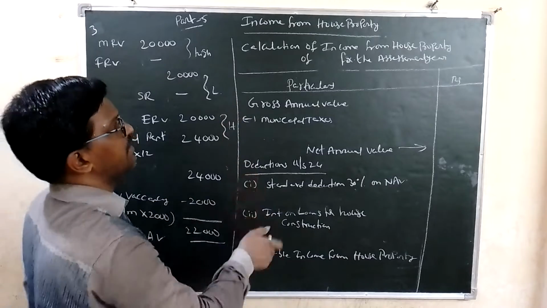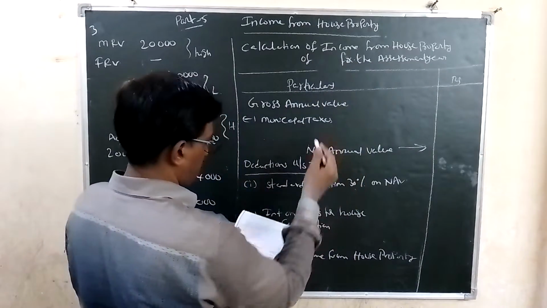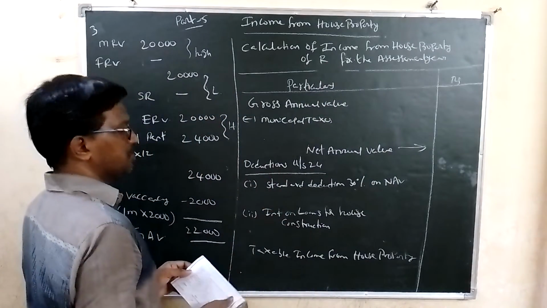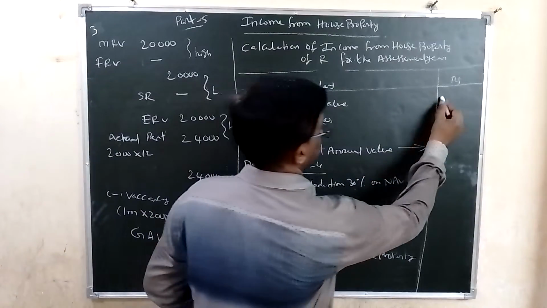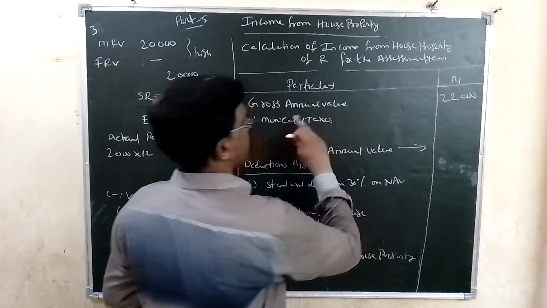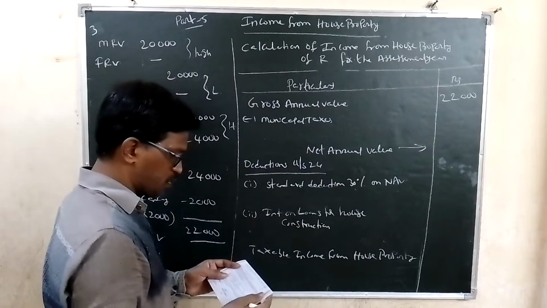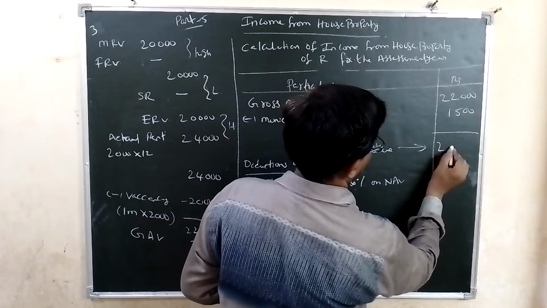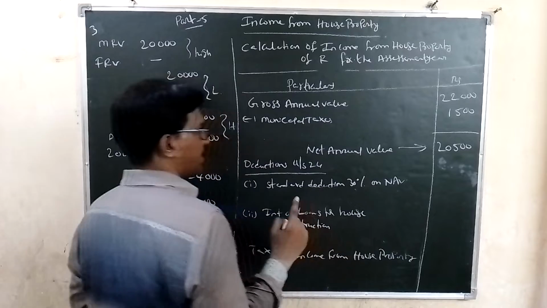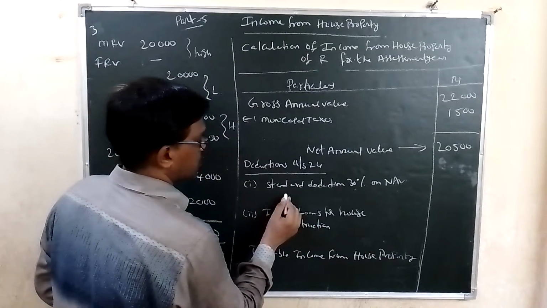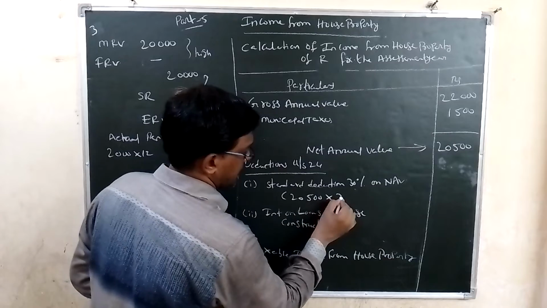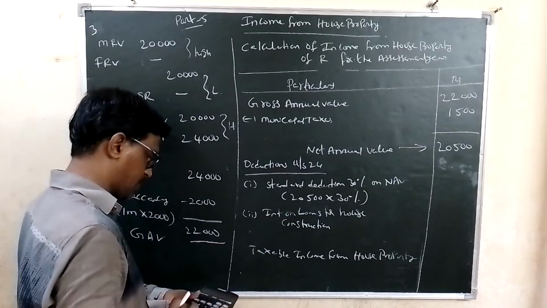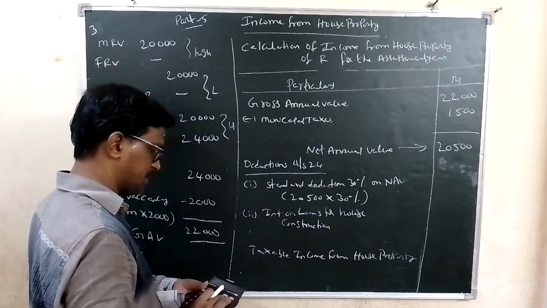Let us calculate the income from house property of Mr. R for the assessment year. Gross annual value is 22,000. Municipal taxes are given as 1,500. Less 1,500, we get 20,500 net annual value. So 20,500 into 30% standard deduction.